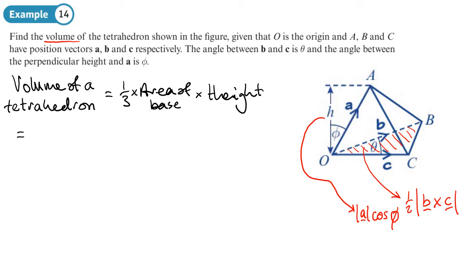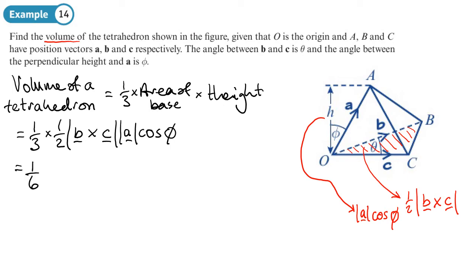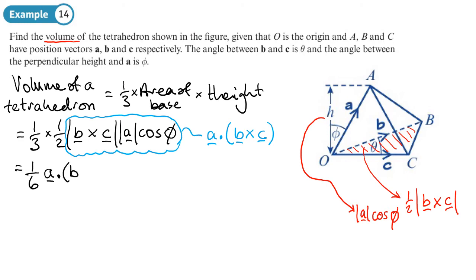Okay, so a third times the area of base, so that's half B cross C, times by the height. Now I'm not going to put times in so we don't think it's cross, so that's modulus of A cos phi. Now we can simplify this, we'll get 1/6. Now just like before, do you remember in the previous example we said this was A dot B cross C, or B cross C dot A. Okay, so it's 1/6 A dot B cross C.